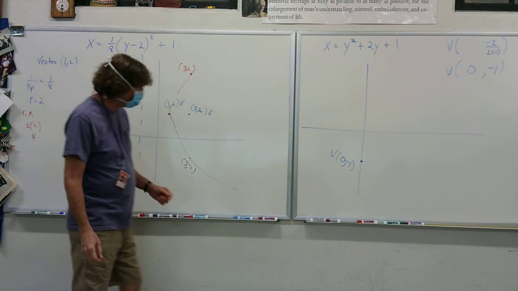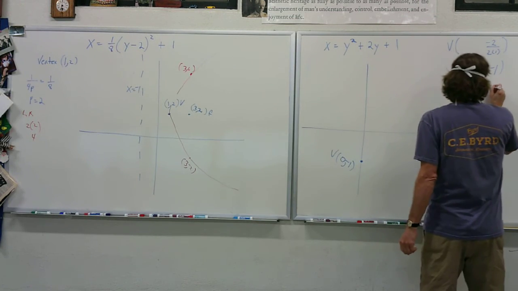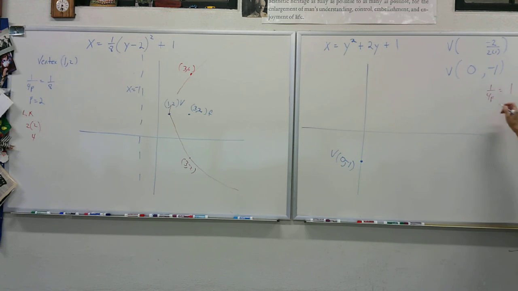Let's show you how to work that. 1 over 4p equals 1. Multiply by common denominator. 4p equals 1. P equals how much? 1/4. What did I do to get from here to here? I multiplied both sides by what? 4p.